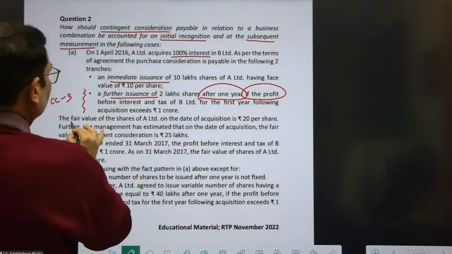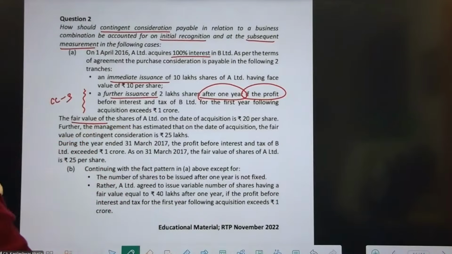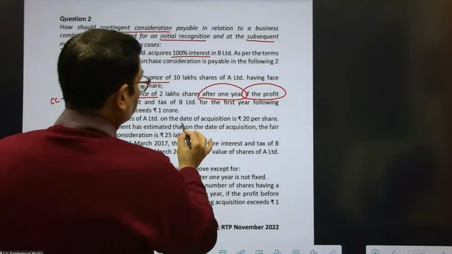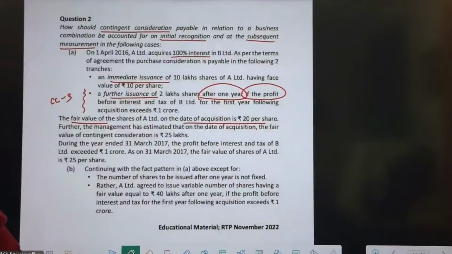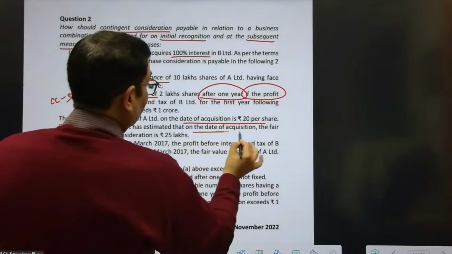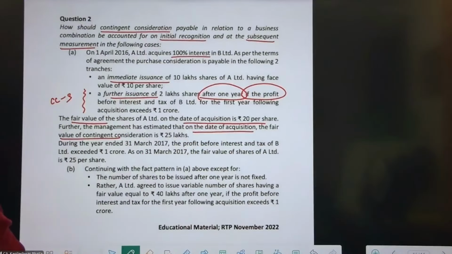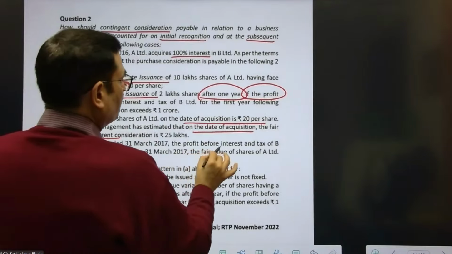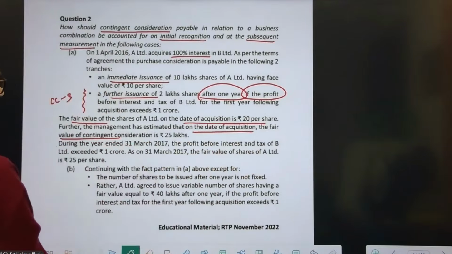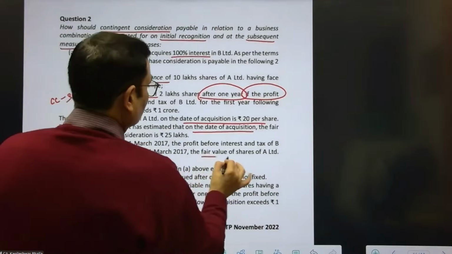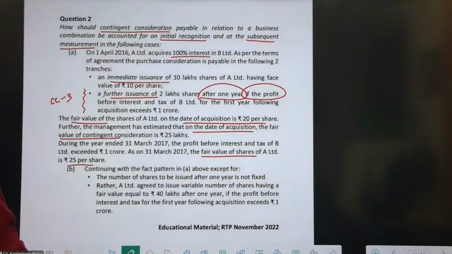Then he says the fair value of the shares of A on the date of acquisition is 20 rupees per share. Further, the management estimated on the date of acquisition, the fair value of the contingent consideration is 25 lakhs. During the year ended March 17, the profit before interest and tax exceeded 1 crore and the fair value of the shares is now turned to 25 per share.